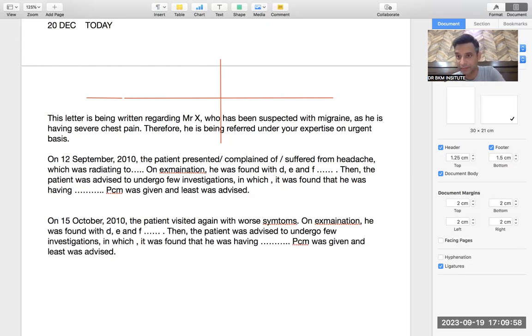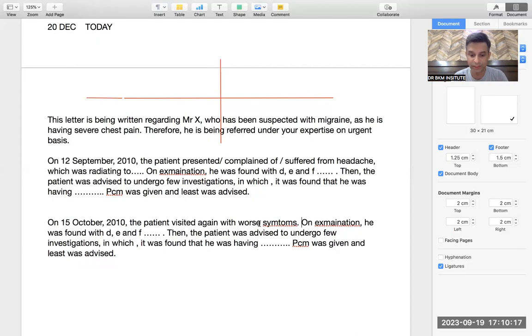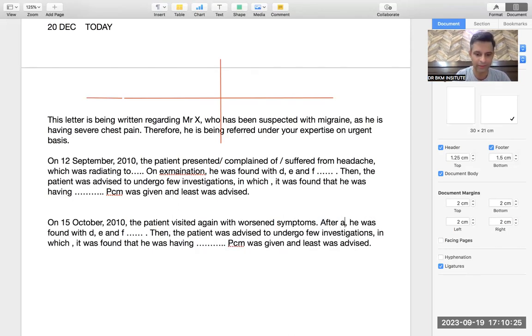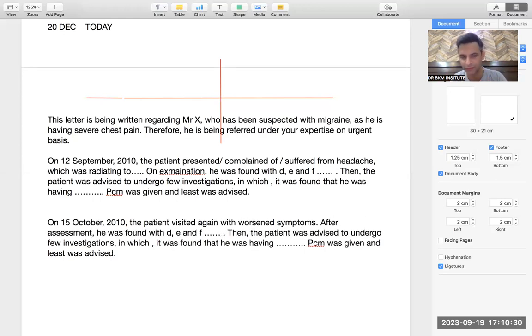So last time when the patient came, we gave him the paracetamol. We recommended few investigations in which something was found. So we said patient that you are fine, you take the paracetamol and rest, take rest. On 15th October, that means almost after a month, the patient visited again with worsened symptoms. Worsened symptoms. On examination, I will like to change this word. After assessment, just to change the word. Otherwise, I can write the same thing. It is just I want to change the word. After assessment, he was found with whatever the new signs are given.